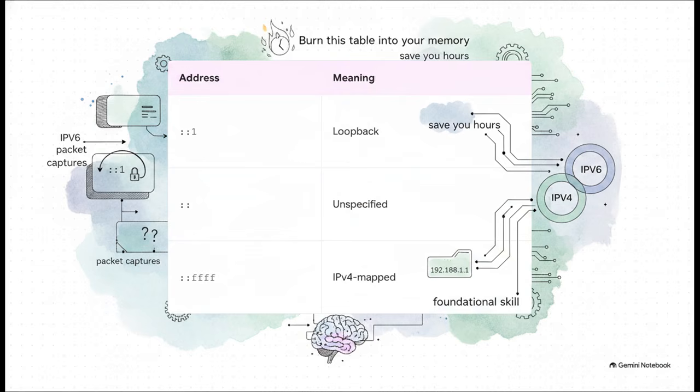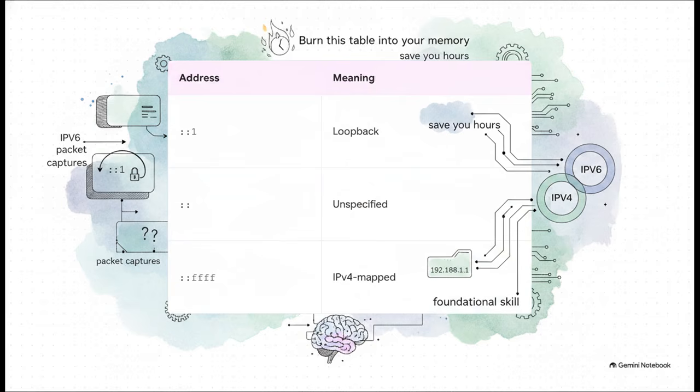Being able to spot them instantly is basically a superpower for an IT pro. First, you have the ::1. That's your loopback, doing exactly the same job as 127.0.0.1 did in IPv4. Then you have the double colon on its own, which simply means unspecified, and it's used before an address is officially assigned. Finally, you've got the IPv4-mapped address, which starts with ::FFFF. Your dual-stack operating systems use this one internally all the time.